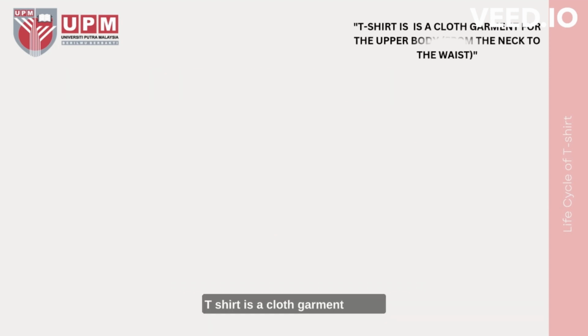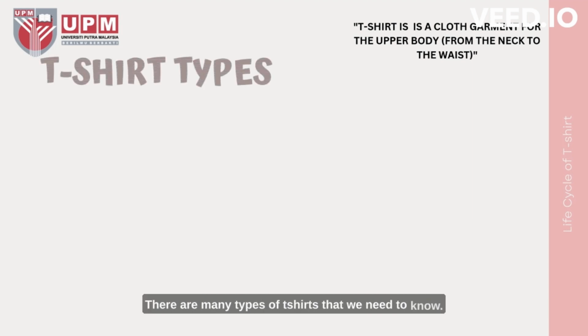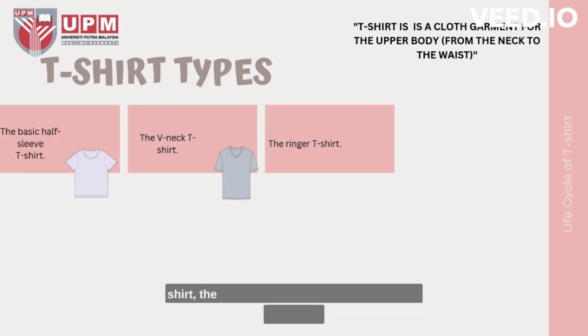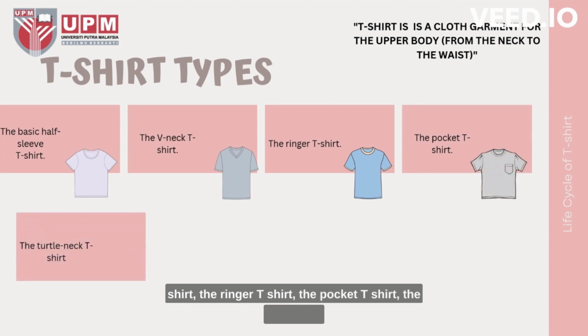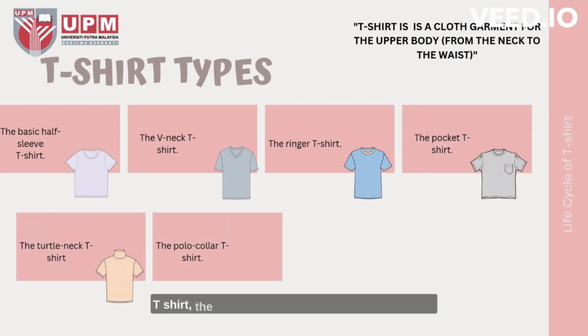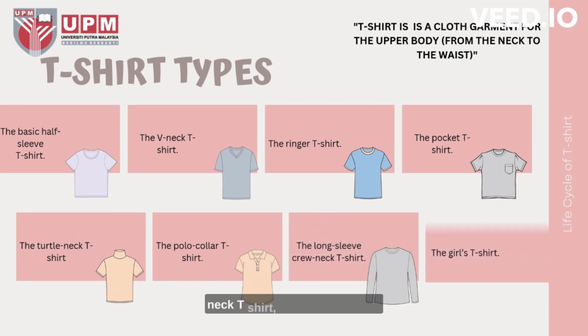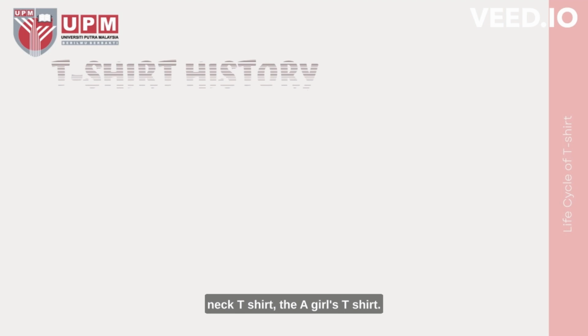A t-shirt is a cloth garment for the upper body, from the neck to the waist. There are many types of t-shirts that we need to know. There are the basic half-sleeve t-shirt, the V-neck t-shirt, the ringer t-shirt, the pocket t-shirt, the turtleneck t-shirt, the polo collar t-shirt, the long-sleeve crewneck t-shirt, and the girls t-shirt.